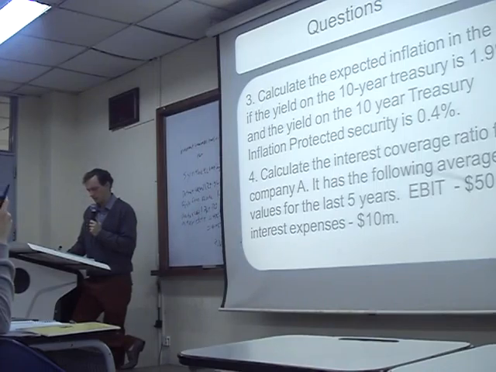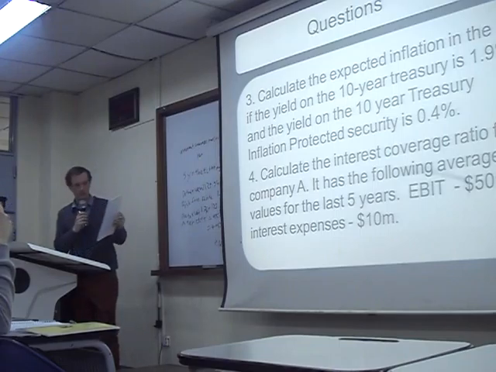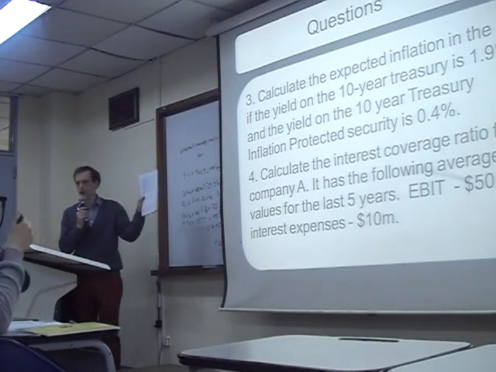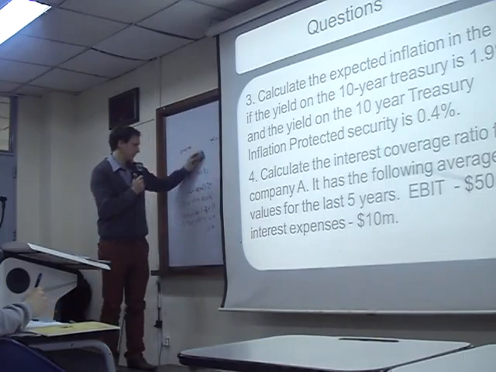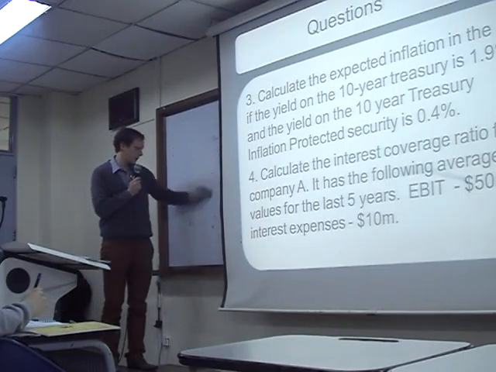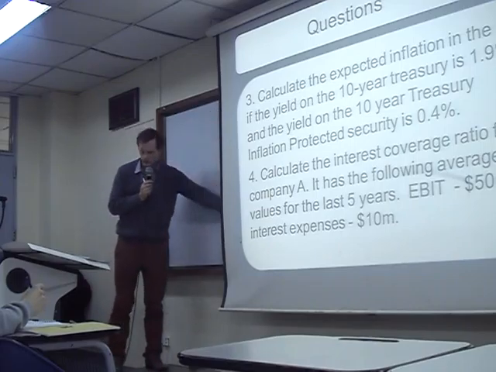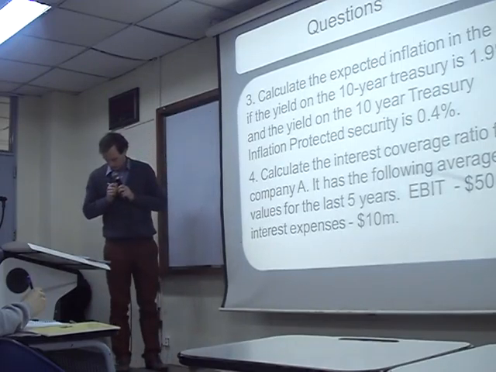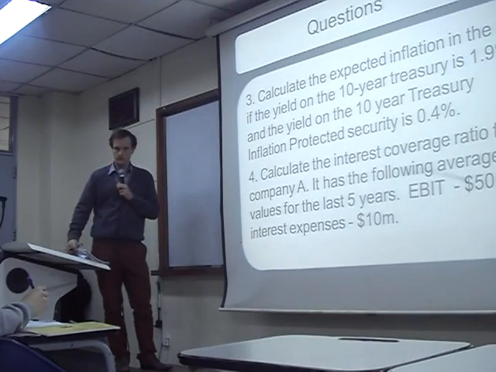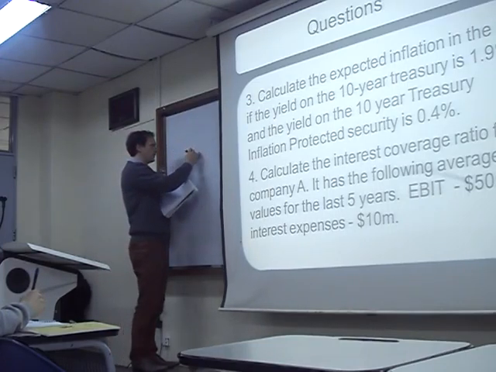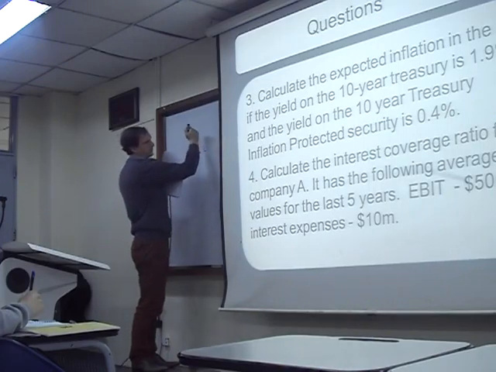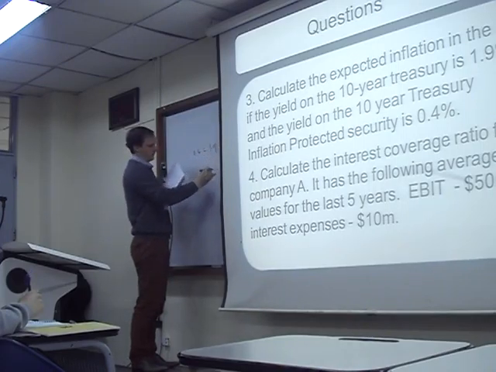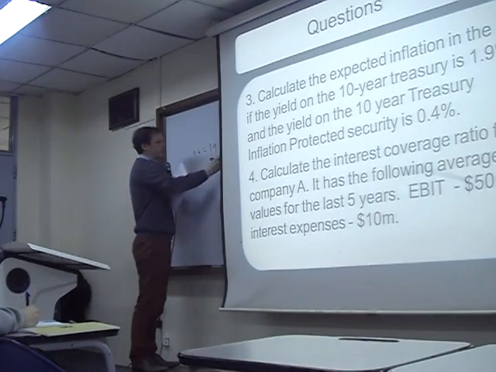1.5, yes. So we have this equation, the real risk-free rate is equal to the government bond rate minus expected inflation, right? So we just use the correct equation. And we put in the different parts. So the real risk-free rate is TIPS. So TIPS is the real risk-free rate. So we have 0.4 equals the government bond rate, 1.9, minus inflation. Okay? So then we want to find inflation.